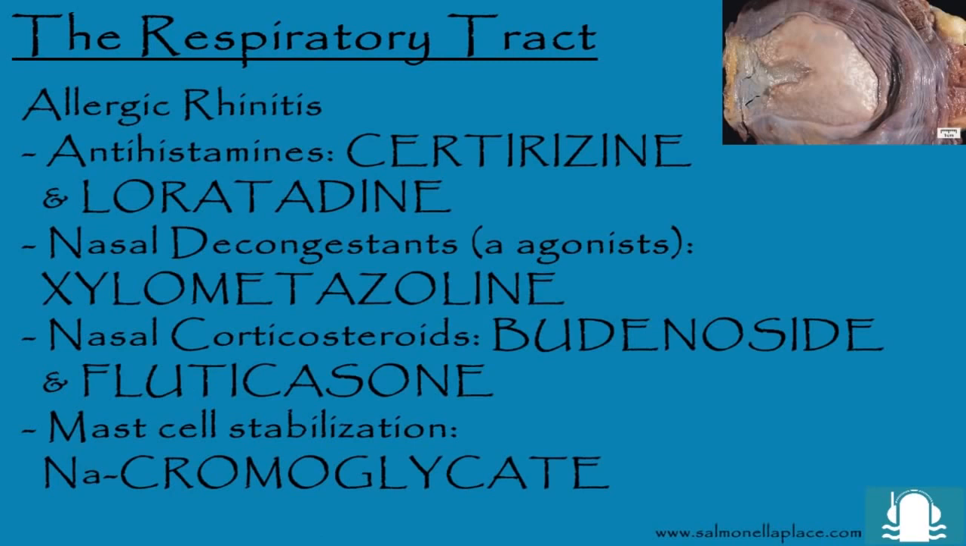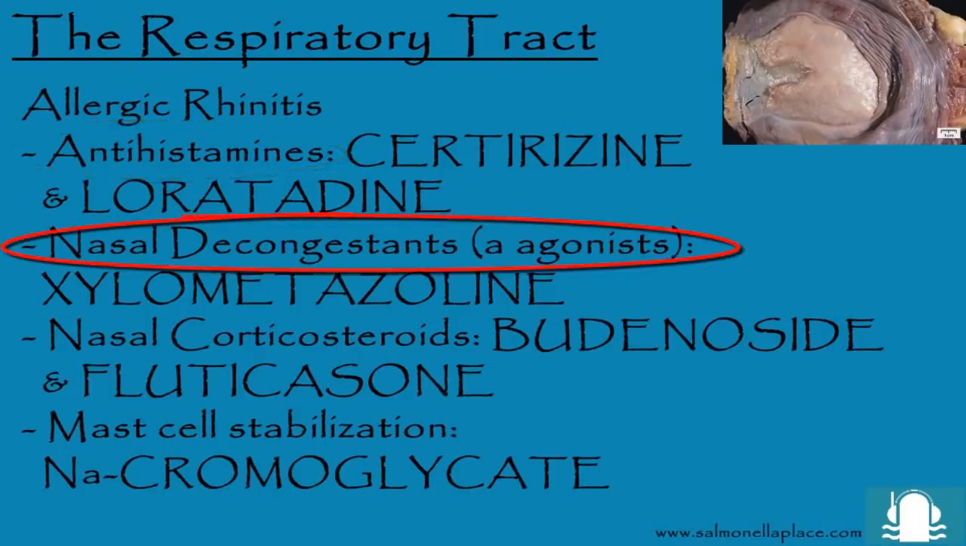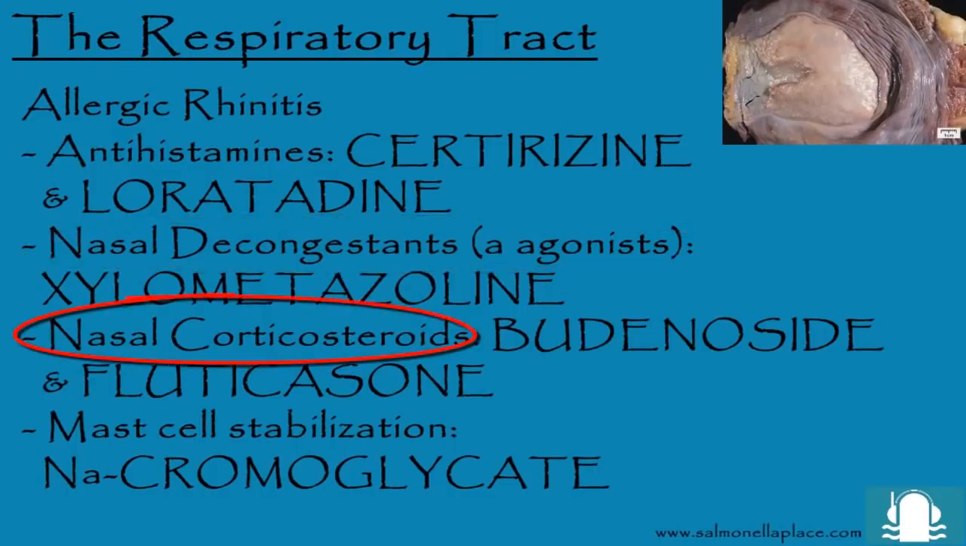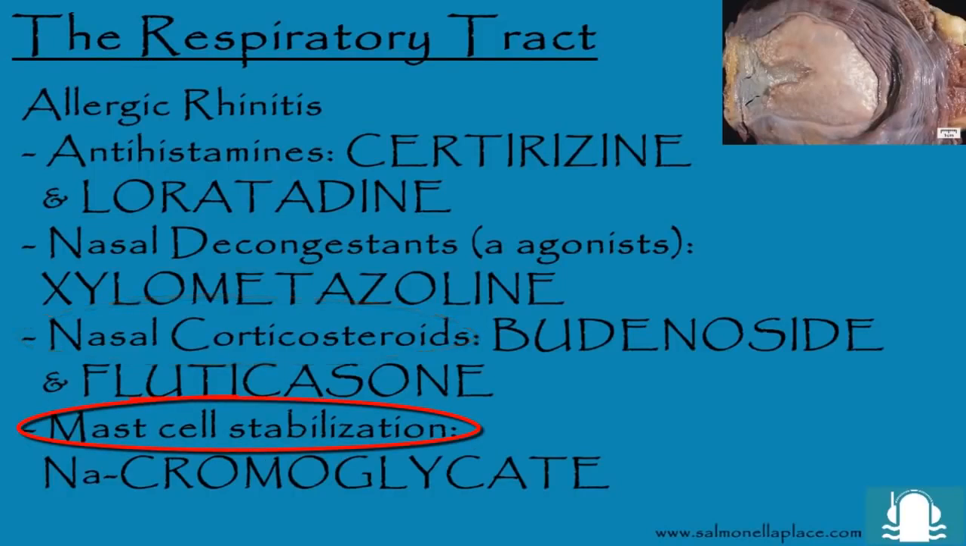So guys, this is the last slide about the respiratory tract, and I'm just going to tell you about the most frequent disorder in which you would prescribe drugs, which is allergic rhinitis. So first you would give antihistamines, cetirizine and loratadine, then nasal decongestants or alpha agonists like xylometazoline, nasal corticosteroids like budesonide and fluticasone, and mast cell stabilizers such as sodium cromoglycate.